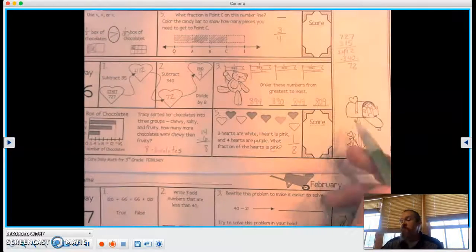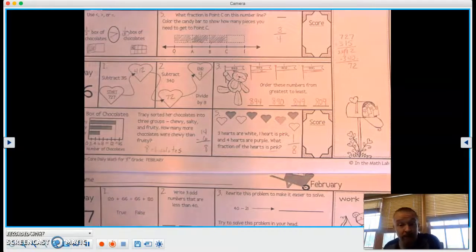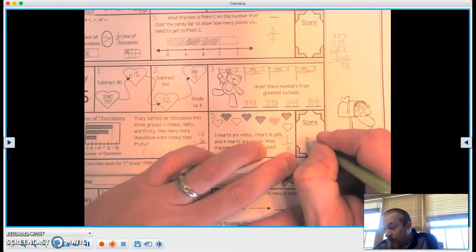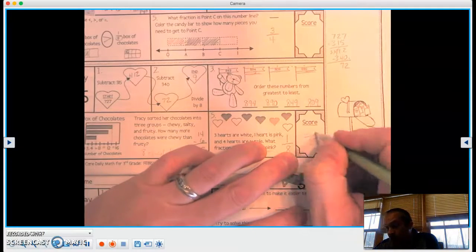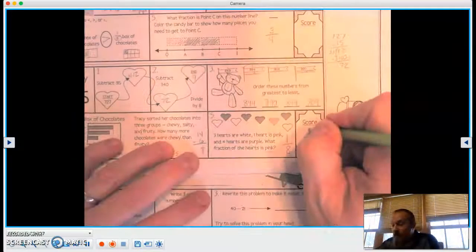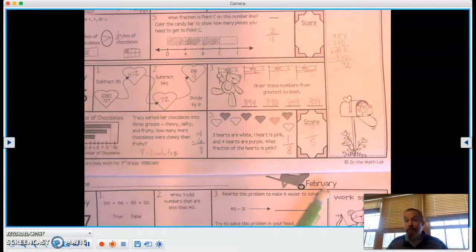Great job. Don't forget to put your score in there. You could even write it down as a fraction. You could put it down as however many you got correct. Say you got 3. 3 out of 5 correct.